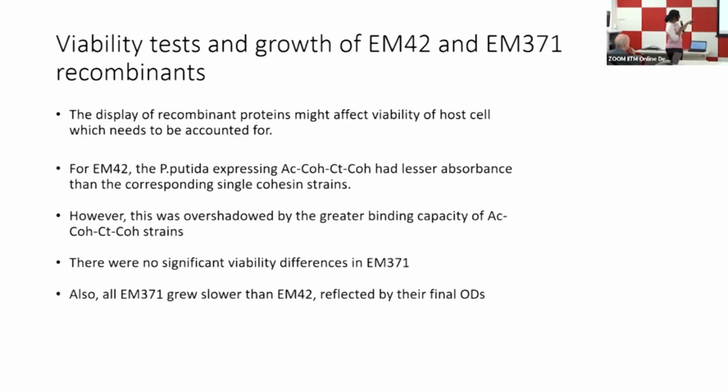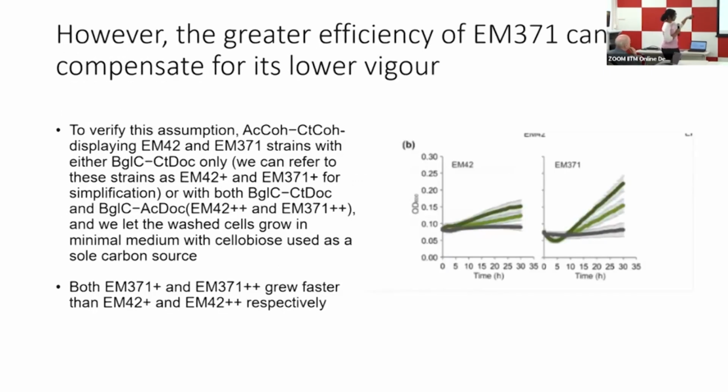However, in EM42, even though the AC cohesin and CT cohesin strains had a lower absorbance, it was overshadowed by their greater binding capacity. Another factor we saw was that EM371 grew slower than EM42. But we hypothesized that EM371, although it grows slower, due to its greater binding affinity, as seen in the previous cases, will overshadow this. And we verified this assumption.